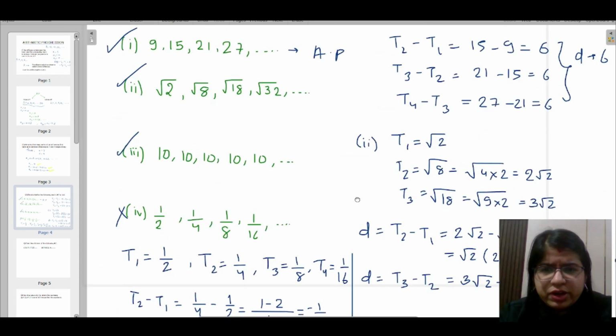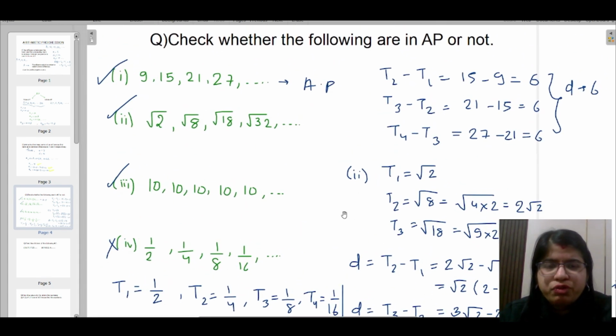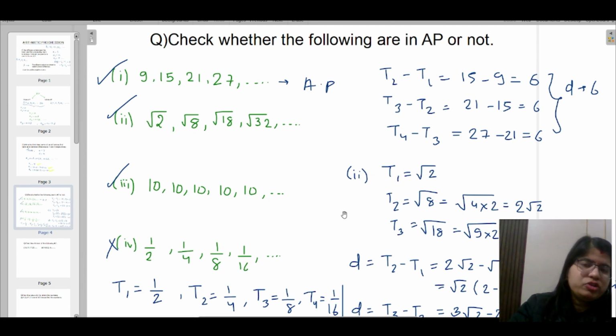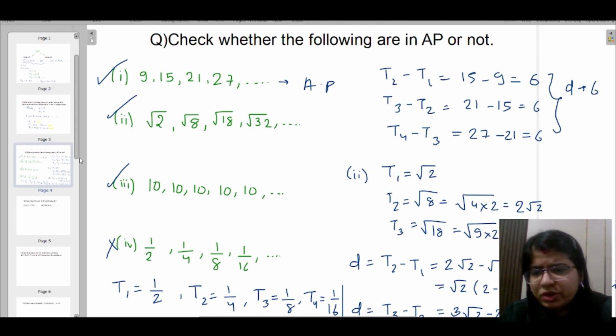So students, this is a very simple question. I hope you all are getting it. To find whether the following is in AP or not, all you have done is find the common difference, and if it is fixed, that is, if it is the same, then it is in the form of AP. If the common difference is different, then we will say that it is not in the form of AP.